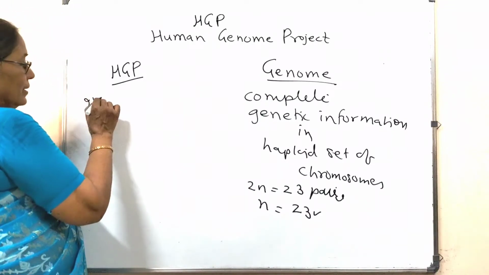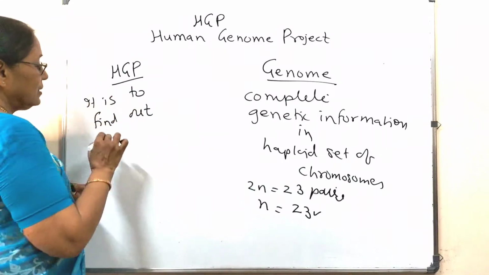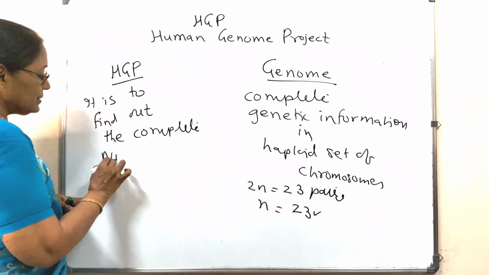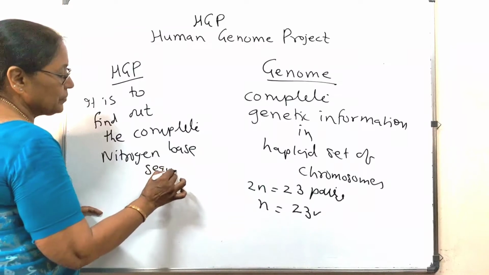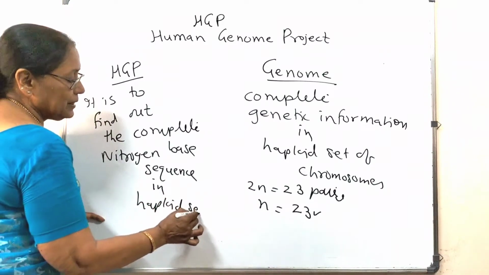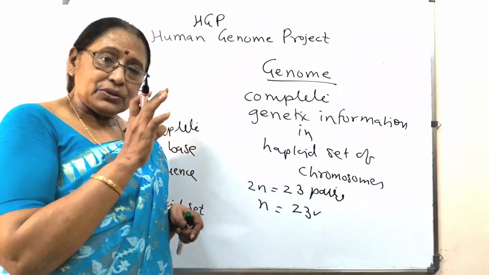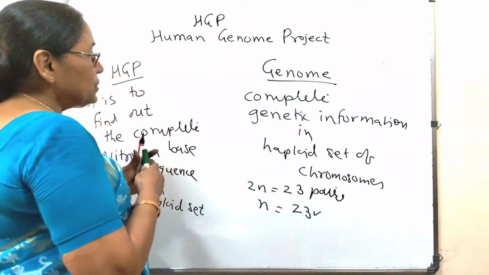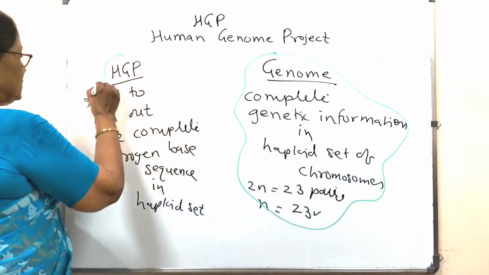So it is to sequence the complete nitrogen base sequence in the haploid set, because the other set is the homologous chromosomes, so it is having the same information. So to find out one's information in one set is sufficient. So this is genome and this is the Human Genome Project.